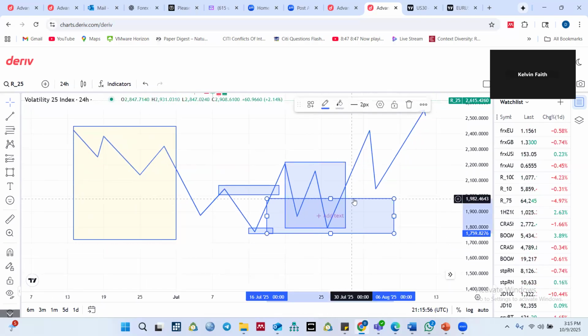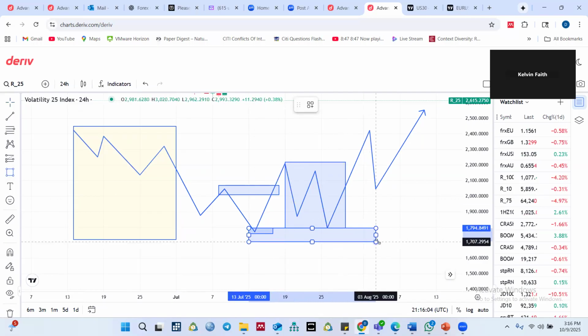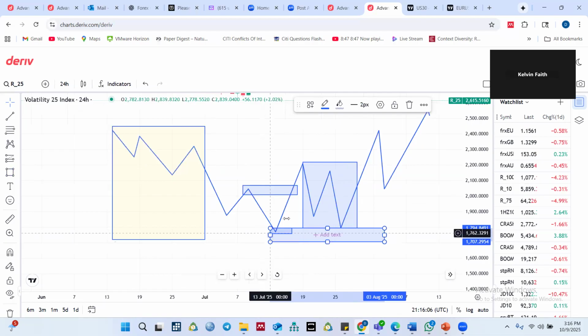Price drops, and the most important thing is that we don't take this low out, because the moment we take it out, then the bearish market is going to continue. So this low here becomes our stop loss or our protection. That is what is protecting us from the bearish trend continuing.